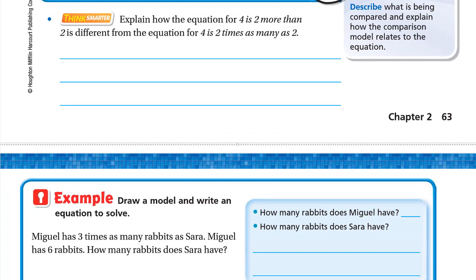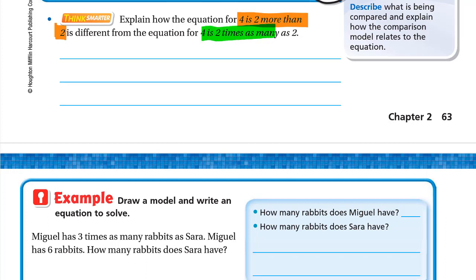Okay, here explain how the equation 4 is 2 more than 2 is different from the equation for 4 is 2 times as many as 2. Okay, so the first one is 4 is 2 more than 2, and the other one is 4 is 2 times as many as 2.